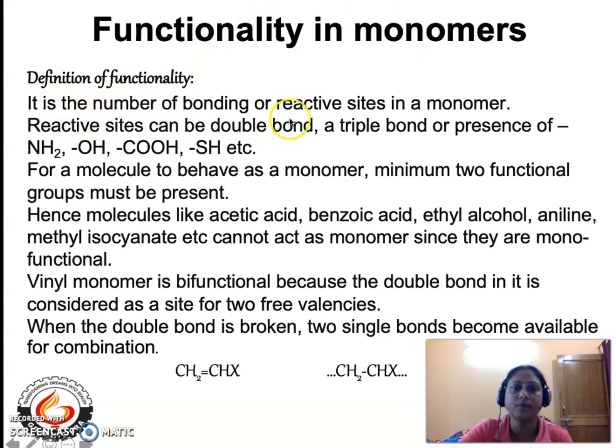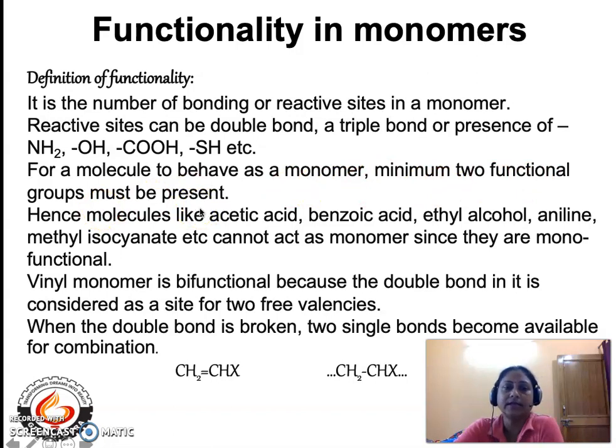It is the number of bonding or reactive sites in a monomer. The reactive sites or binding sites can be a double bond, a triple bond, or the presence of functional groups like NH2, OH, COOH, or SH, or any number of functional groups. So for an organic molecule to behave as a monomer, a minimum of 2 functional groups must be present.